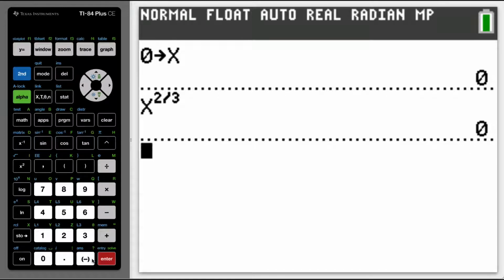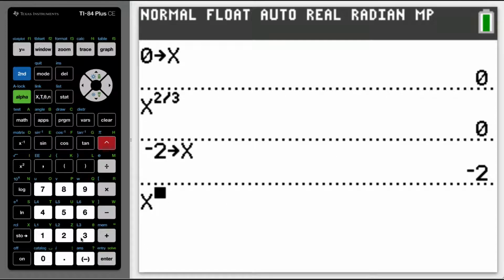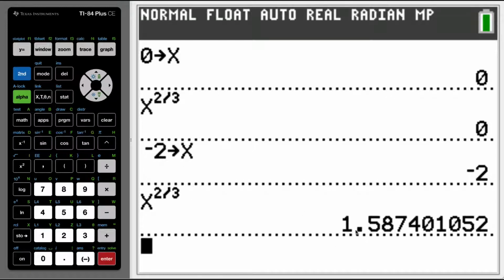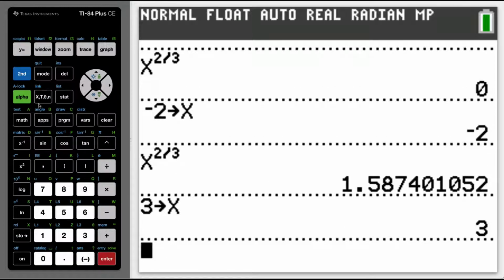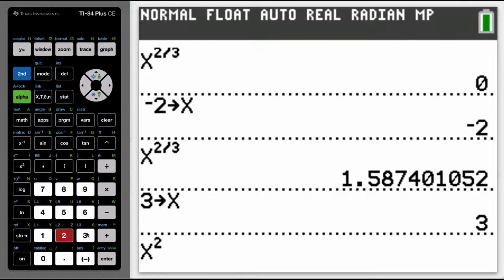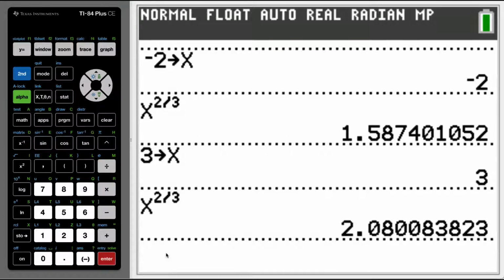The next value we're going to plug in is -2, so I'm going to take -2, store it as my x value, and then if I type out my function x to the 2/3 power, I get the decimal 1.59 approximately if we do a little rounding. And then our last value that we need to test out is 3, so I'm going to store 3 as an x value, and again type out my function x to the 2/3 power, and we get 2.08.